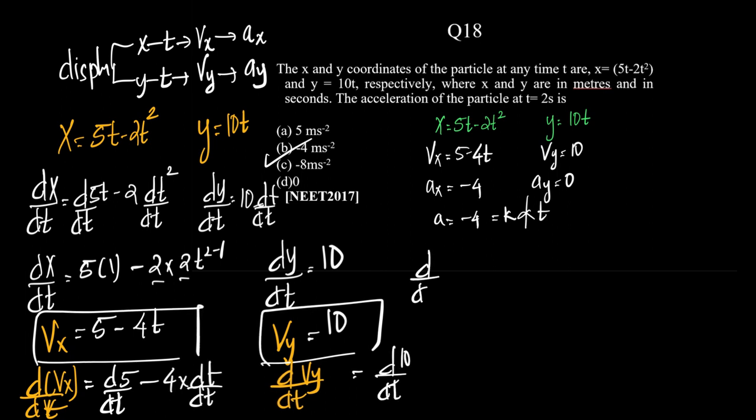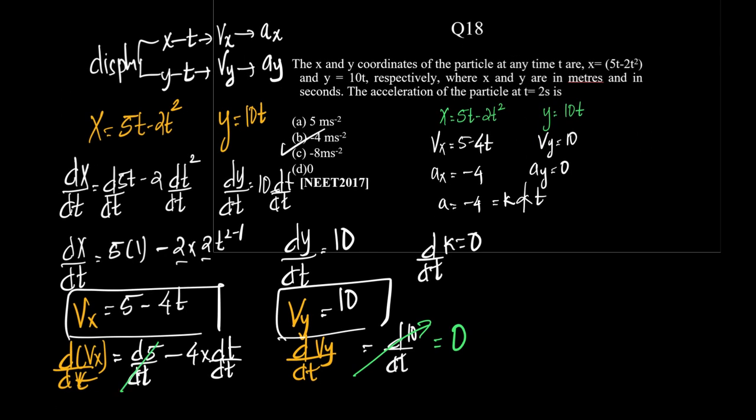See, what is d by dt of a constant? It is equal to 0. So this is equal to 0, and d by dt of 5 is also equal to 0. And what is d by dt of vx? It is ax. So ax is equal to minus 2 and ay is equal to 0.